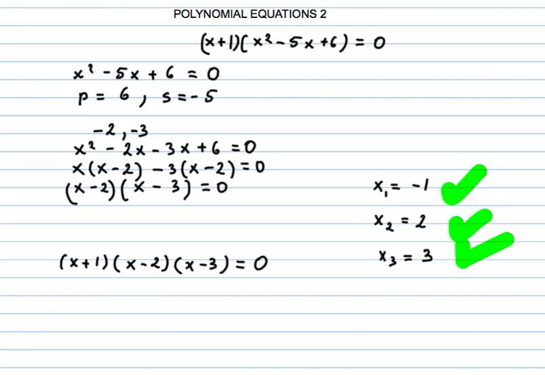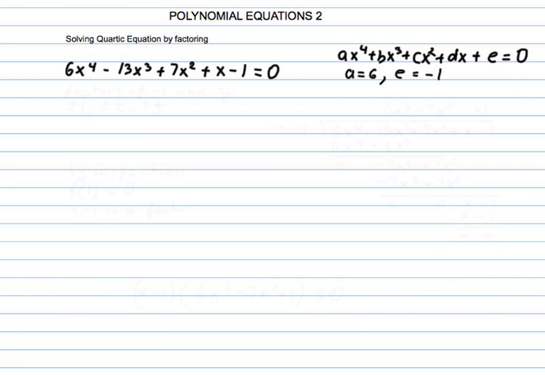So the next example will be working with a quartic, 4th-degree polynomial. So let's begin. Alrighty, so we have in this example two things. The leading coefficient value is different than 1, so this is 6. The constant is -1, so this is why you have e equal to -1. So please note that we used letters from the Latin alphabet. The first coefficient is a, the next is b, c, d, e, and so on.